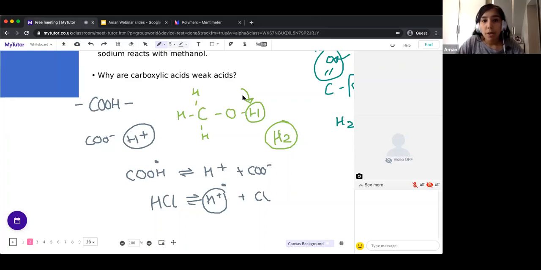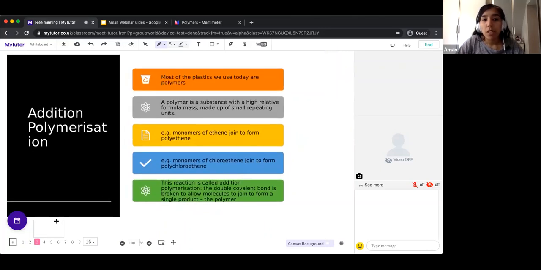Okay, great. So everyone said that they don't ionize or they partially ionize, which is great. Okay, so let's move on to today's topic then. So first of all, core topic, addition polymerization.